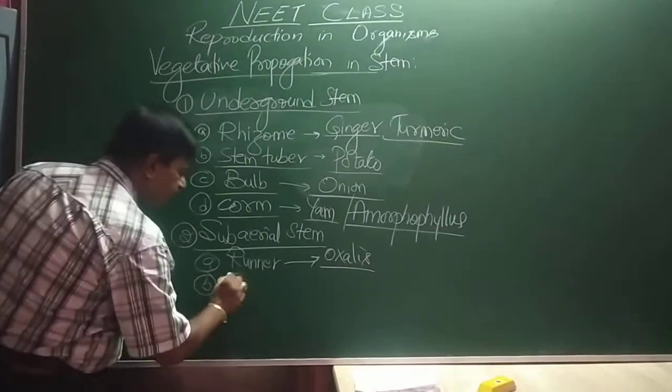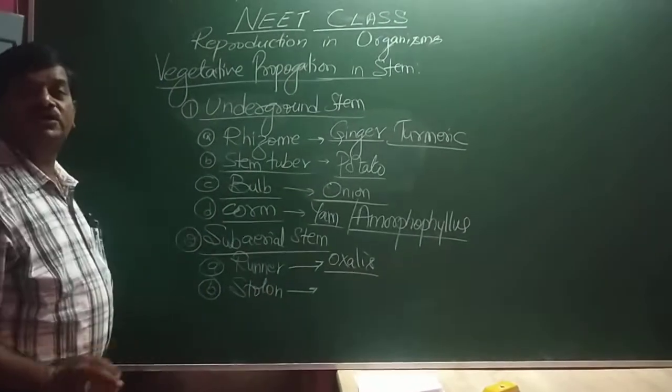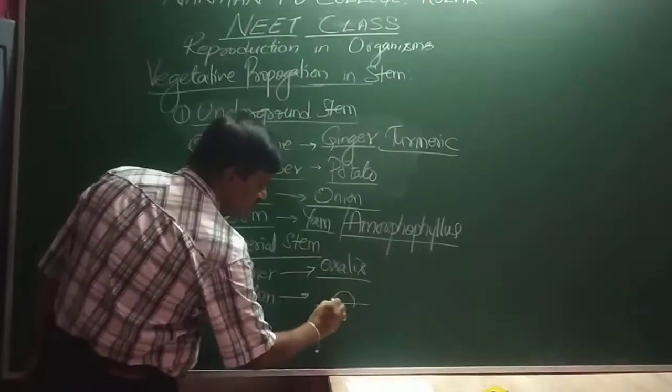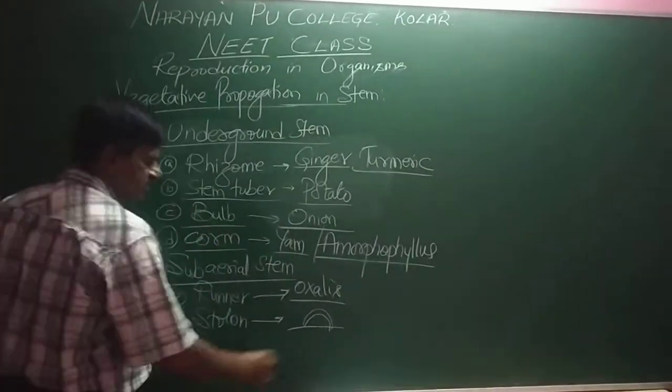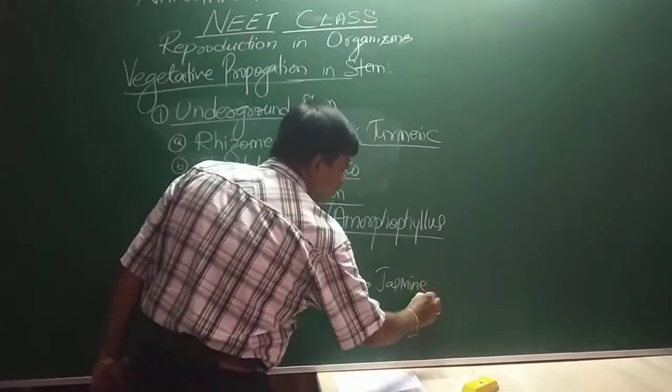Next, stolon. Here an elevated stem is present. When I take a stem, it has an elevation like this and gives rise to new individuals. Examples for this are jasmine and mint.